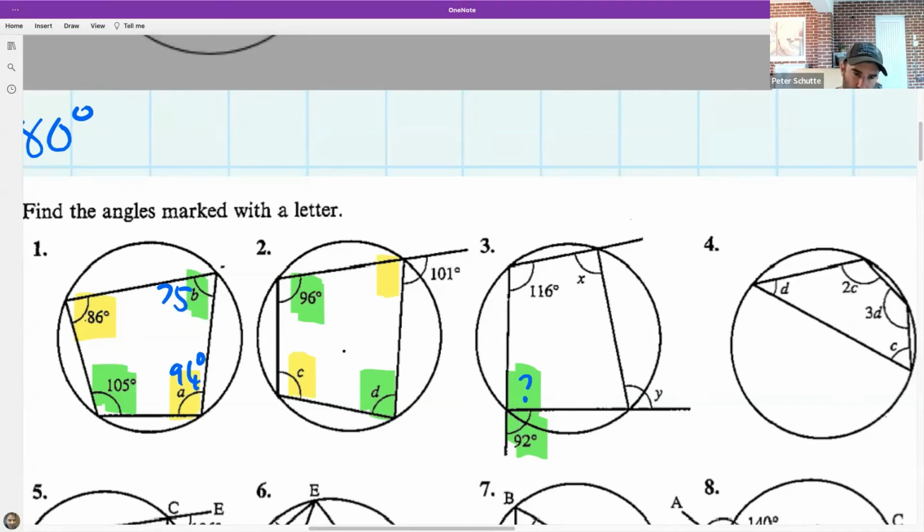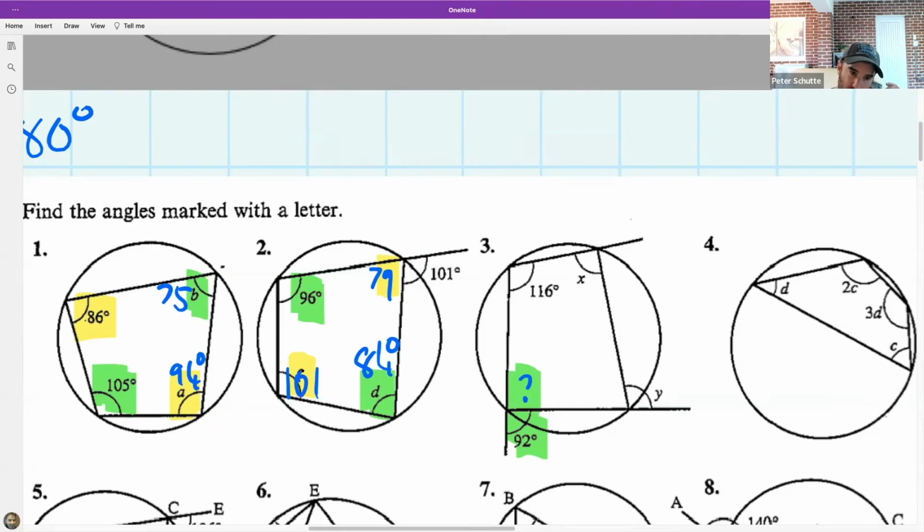Okay, so for number 2, I think that we can work out that 4 gets us to 100, so this must be 84. Then we've got a little bit of a problem, but I know that angles on a straight line add up to 180, in which case this must be 79. And then I know that together these must add up to 180, so this must be 101.